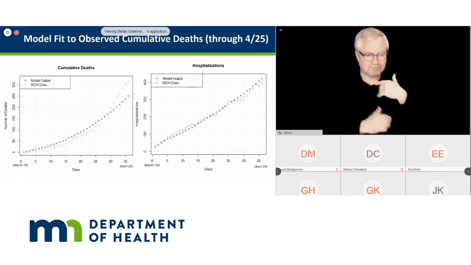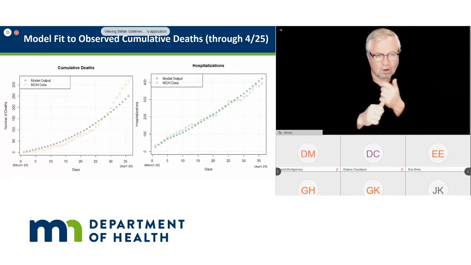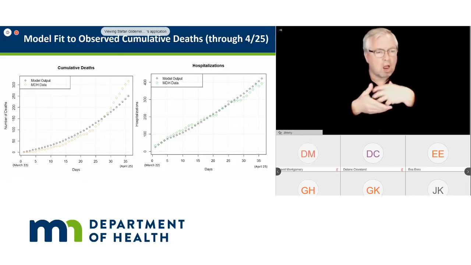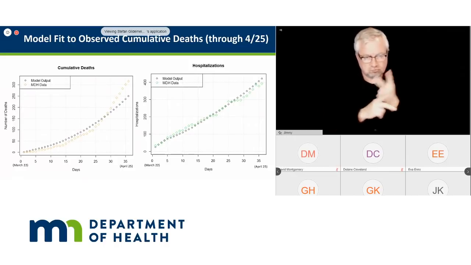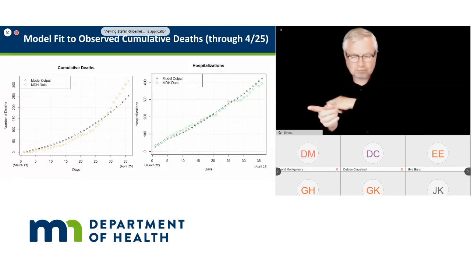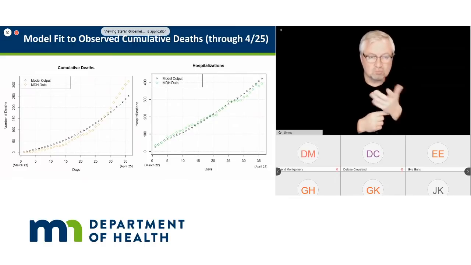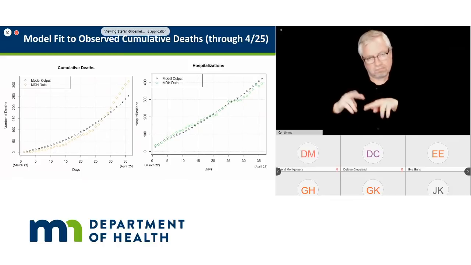So what we did was essentially look for sets of parameter values among these uncertain parameters that generate model outputs that are consistent with what we've observed thus far. We looked at both fitting to cumulative numbers of deaths in the state as well as the number of prevalent hospitalizations, which includes both patients who are in the hospital and those who are in the ICU or require mechanical ventilation. By doing this, we get a sense of what kinds of model parameter input values can reproduce what we're seeing in the state.